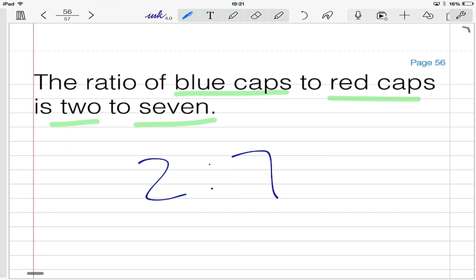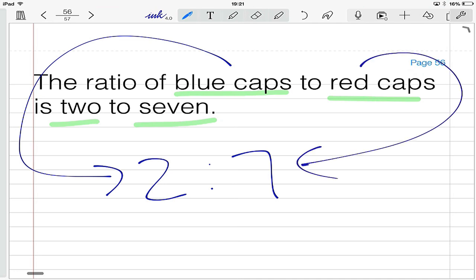All right, so again here, blue caps relates to the first number, red caps relates to the second number, and then we're able to get started on formulas to work out the answer to the question that will appear in the second part of the question. All right, so let's have a look at a couple of examples and figure out how this works.